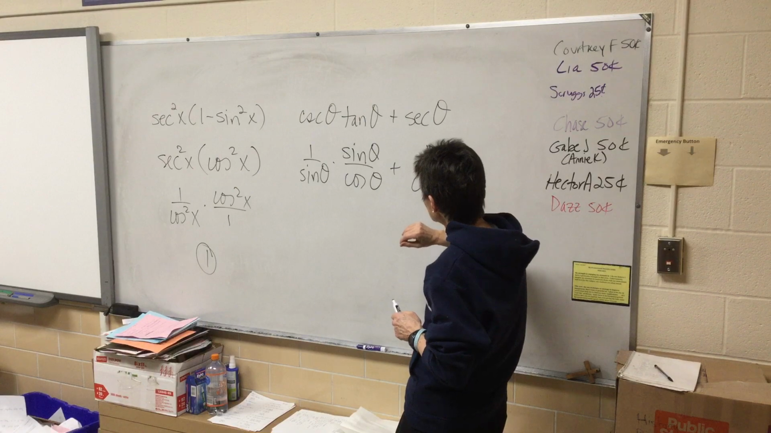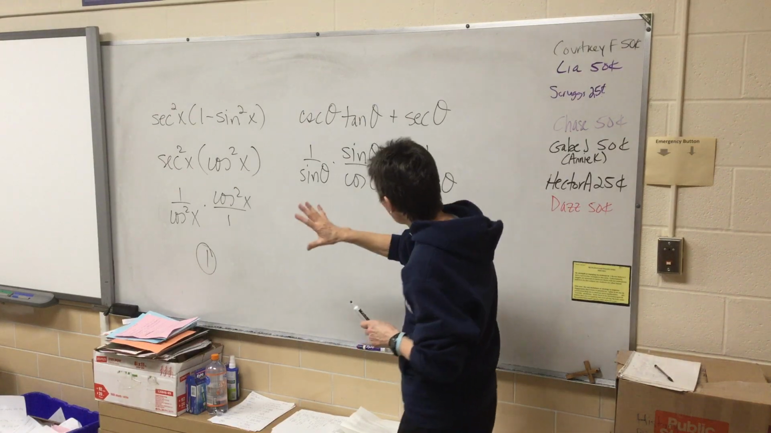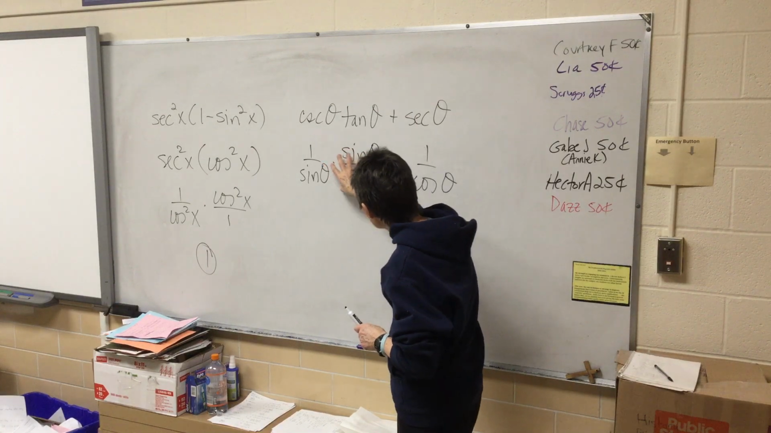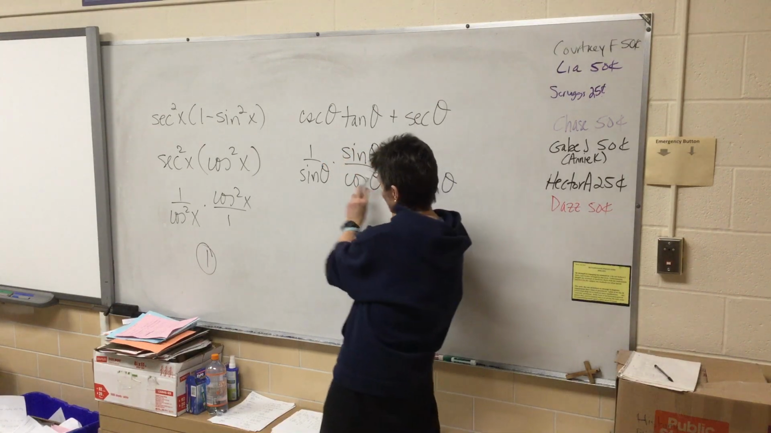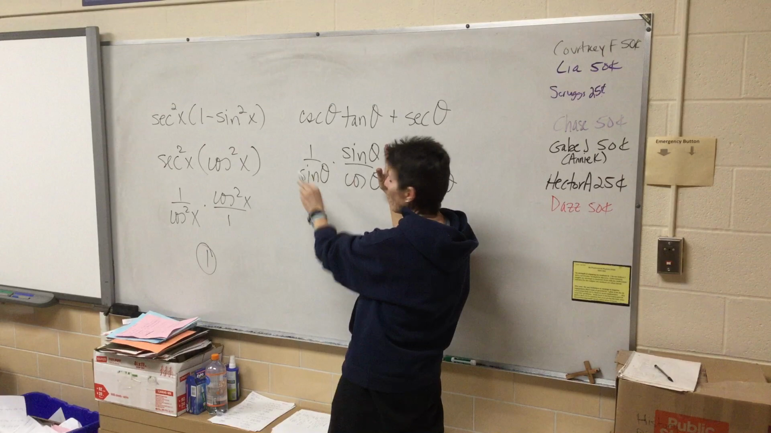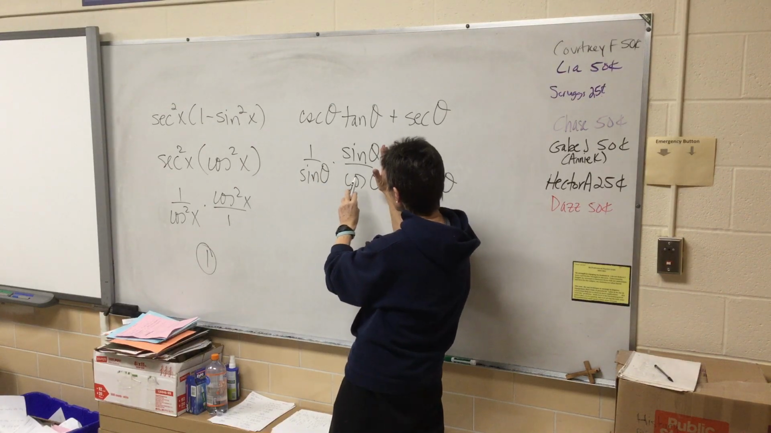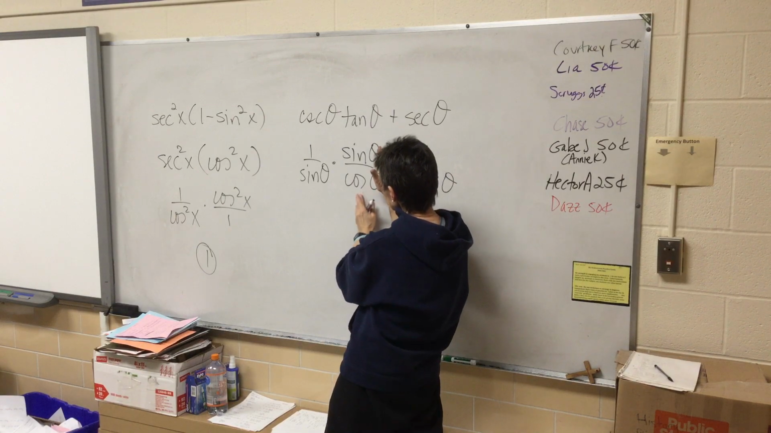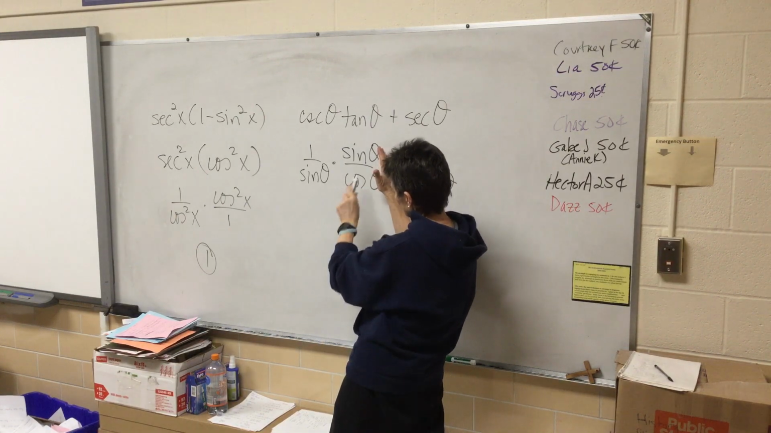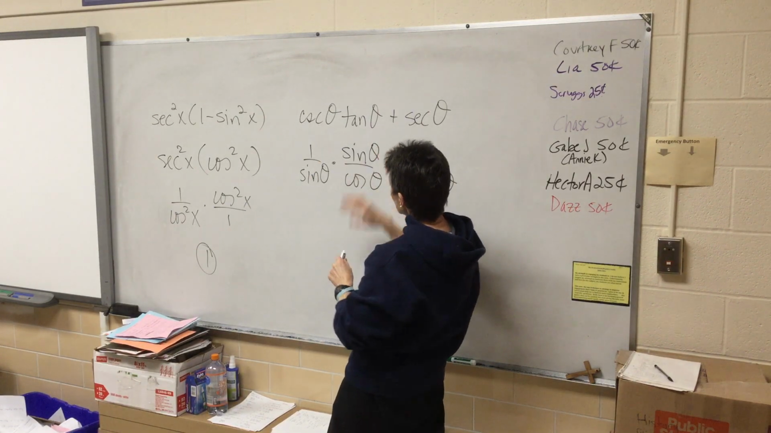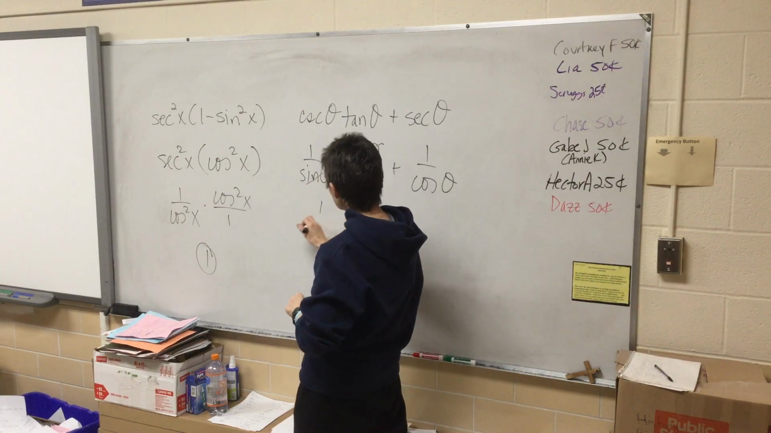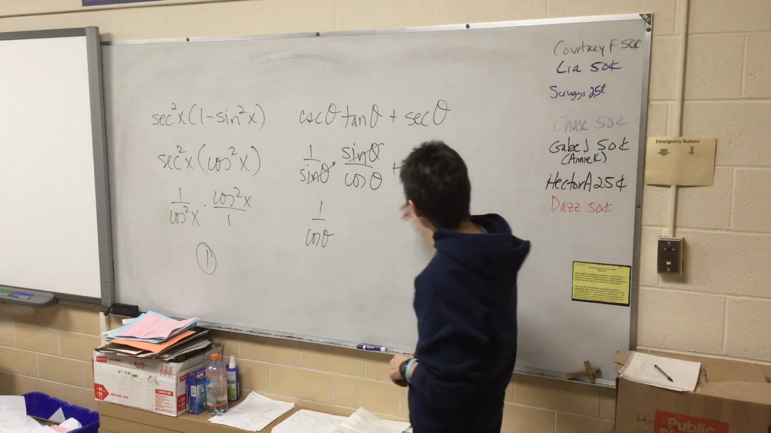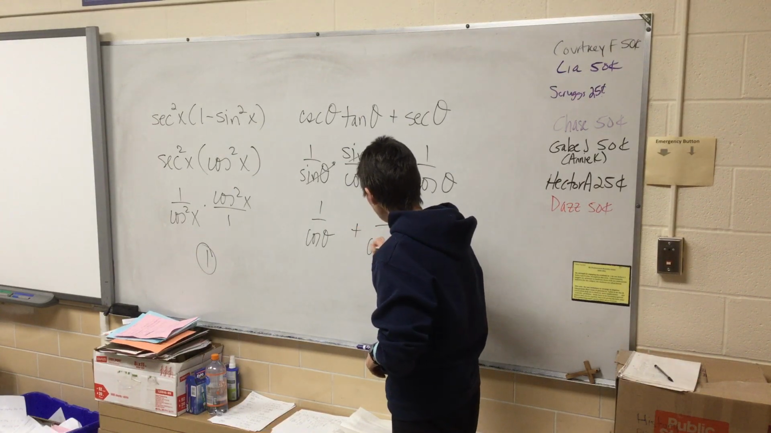All right? Now, keep in mind, this is a plus. So you can't cancel here and here. This is like a little problem all by itself because these are times. So what happens here? Does anything happen here? With this stuff right here? Sines cancel. They do. Sines cancel. And leave you with just 1 over cosine plus 1 over cosine.